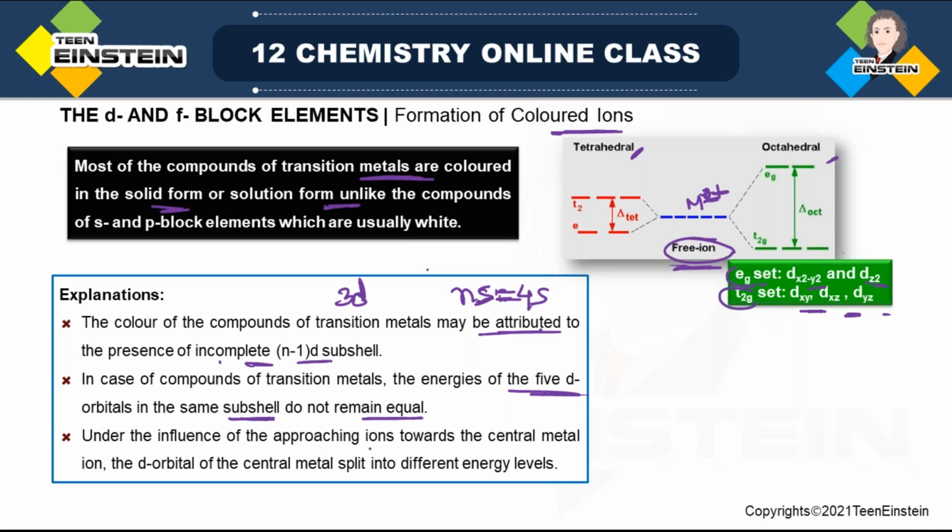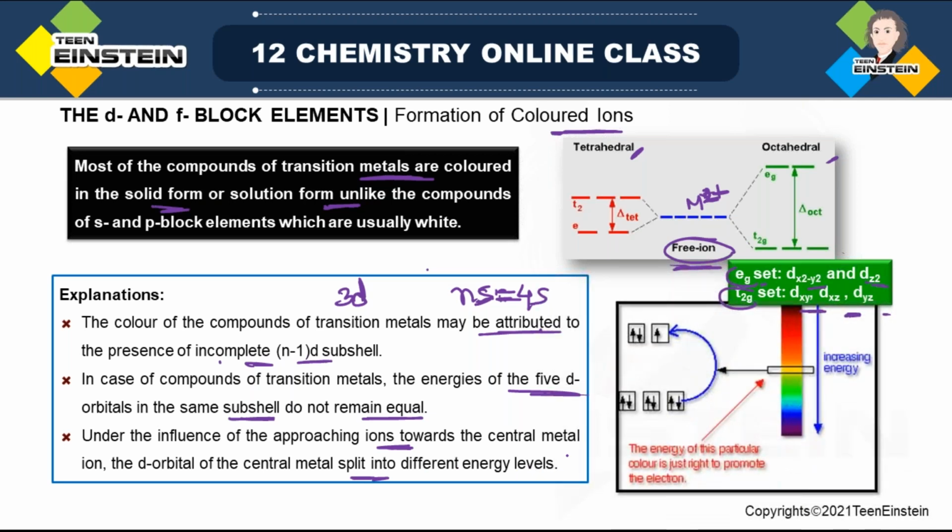Now under the influence of the approaching ligands towards the central metal ion, that means the environment of the ligand, the d orbitals of the central metal will split into two sets, Eg and T2g. Now suppose we have this type of configuration. This is T2g, which contains a total of 6 electrons, and this is Eg, which contains 3 electrons. So it is T2g 6, Eg 3. The total number of d electrons is d9.